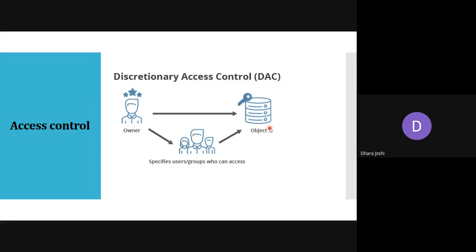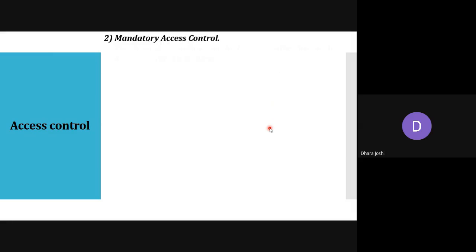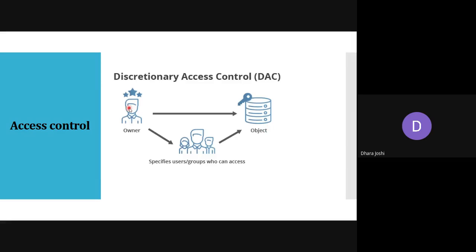Then we have seen what discretionary access control is. It refers to person to person, like this is the owner, and it can identify these three users who are able to access this particular database table. So these are the specified users or a group of persons who can access this object.